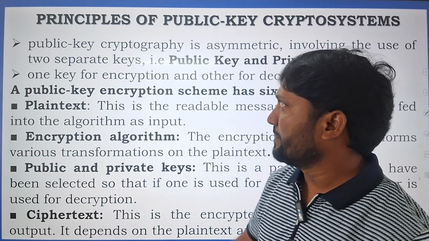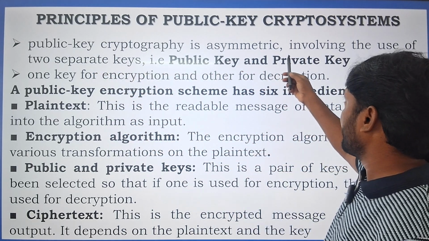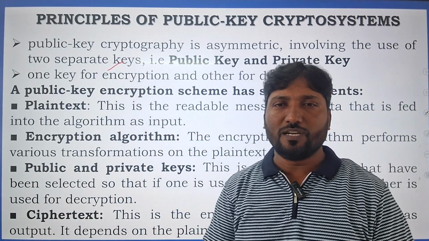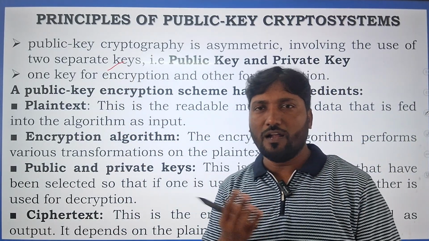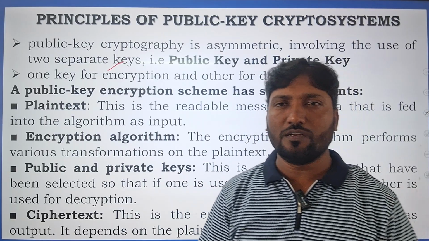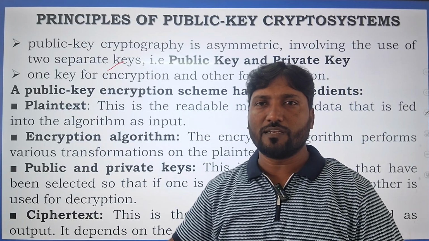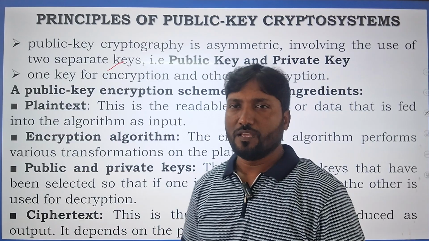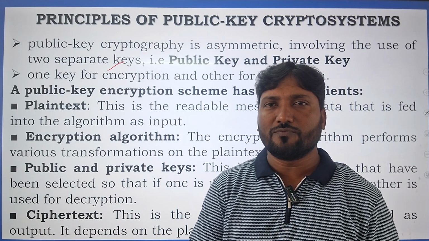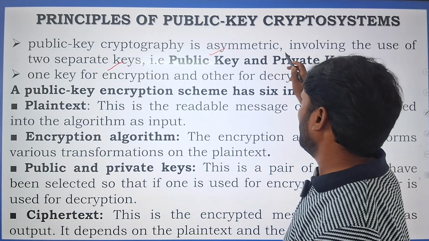secret key. That means public key cryptography is asymmetric, involving the use of two separate keys, as we know: one is a public key and one more is a private key. In symmetric cryptography, we use only one key, and that one key is used for encryption as well as decryption. Here we use two separate keys for encryption as well as decryption, that is, the public key and the private key.